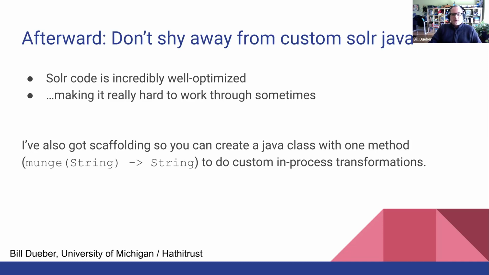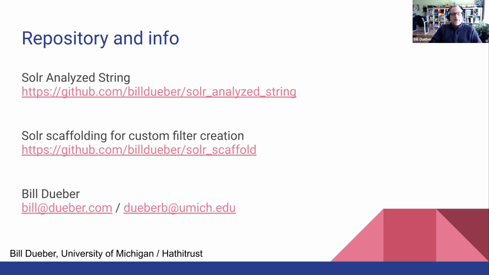Again, I'm on a crusade. Don't shy away from using custom Java in your Solr process. It's hard to walk through because they do enormous, incredibly complicated things at times to make it very efficient. But I've got a couple repos up that just make it easy. And one of them, this is what I'm describing here, lets you create an analysis filter just by implementing a method called munge in a subclass of one of my things that takes a string and spits out another string. And you can create a filter that way. And here is where you can find all the code I've just been talking about. And that's all I've got. Hopefully leaves a little more time for other people.